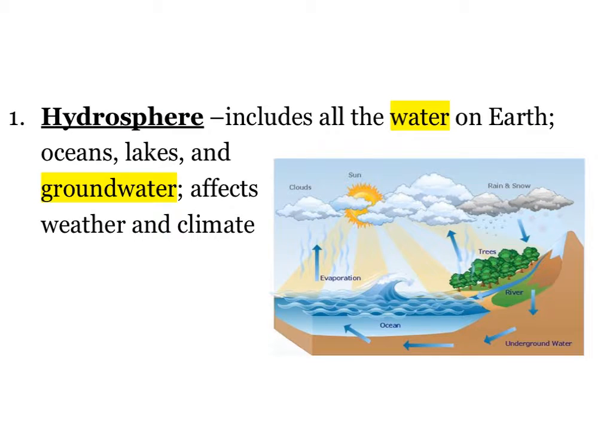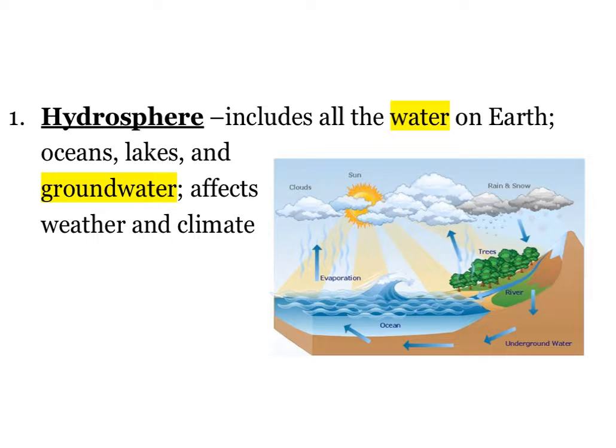So there are three systems we're going to talk about. The first one is the hydrosphere, which includes all of the water on Earth. This includes our oceans, our lakes, rivers, and our groundwater. There's water in the ground. The water is in between the different sand particles and other particles in the ground. This is really important to us because it also affects the weather and climate on our planet.